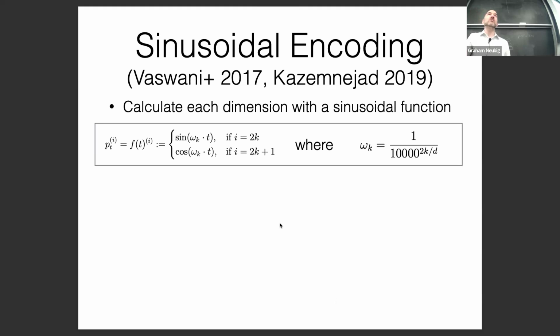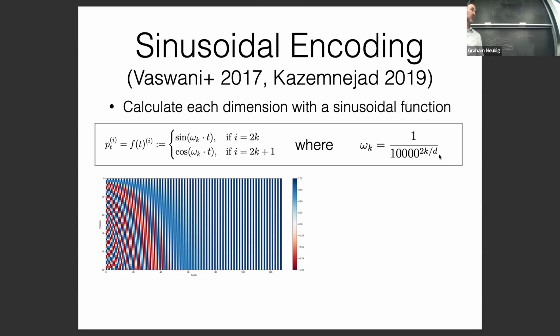The way these work essentially is you have a sine like this, and the sine is this weight omega times the time step in the output. Every even-numbered embedding uses a sine. Every odd-numbered embedding uses the cosine. And this omega is 10,000 to the 2k divided by d, where d is the dimension size. And what these embeddings look like is something like this.